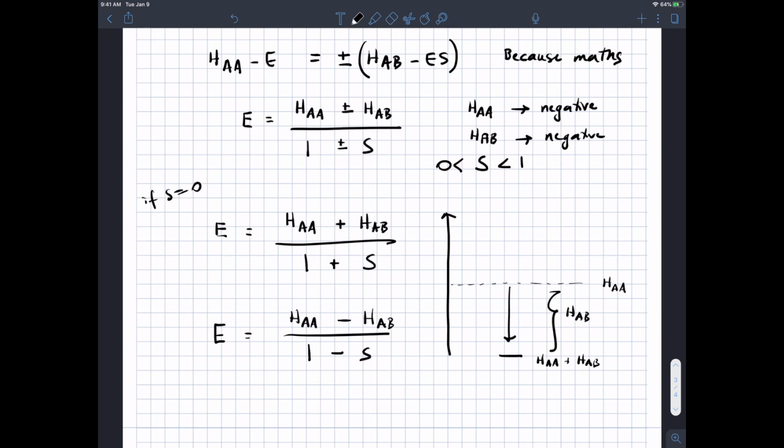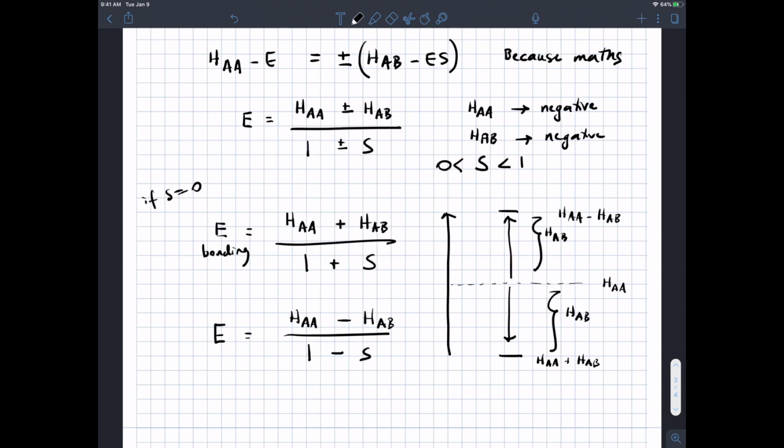Good. That would be our bonding orbital. And then subtracting negative number HAB from HAA should take us up by the same amount, HAB, to give us the anti-bonding orbital, which has an energy HAA minus HAB. That's if S equals 0.